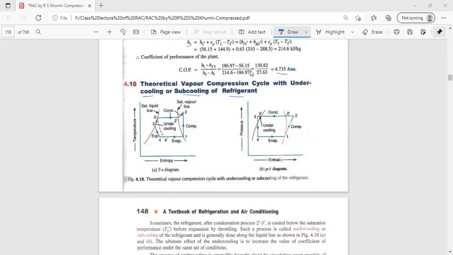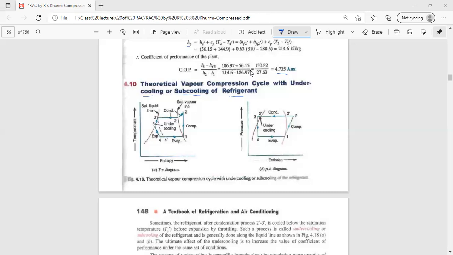So condensation starts from point 2 in the superheated state and finishes at point 3, which is on the wet saturated vapor line itself. But what happens here? From 2 to 2 dash, the refrigerant is releasing sensible heat and reducing its temperature until it reaches the saturated vapor line. Once the vapor is fully saturated here, then the liquid refrigerant is present in the mixture itself.